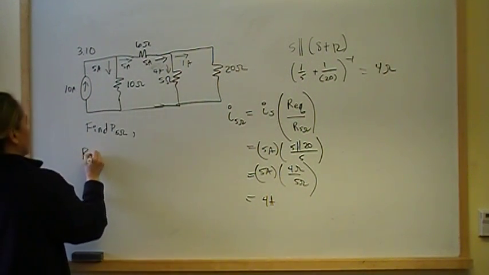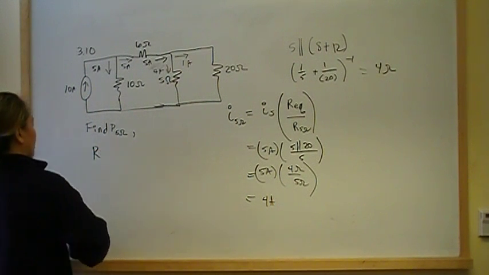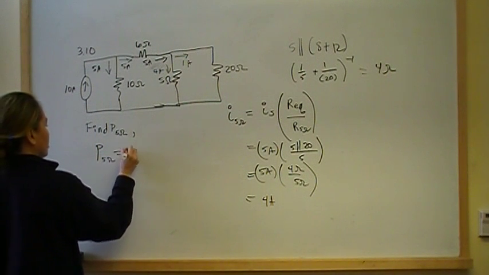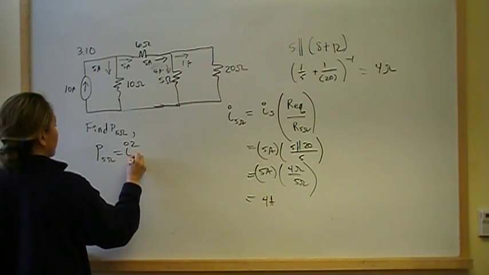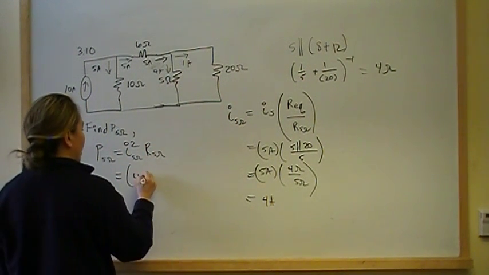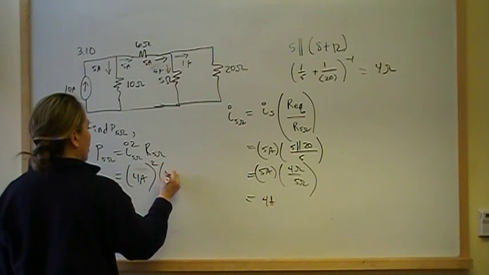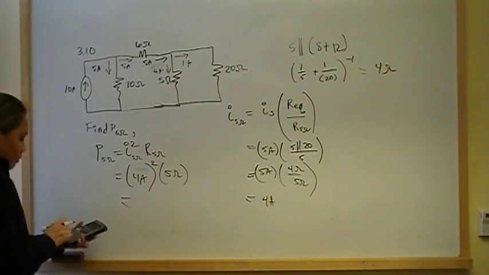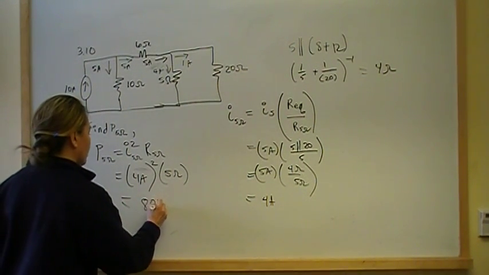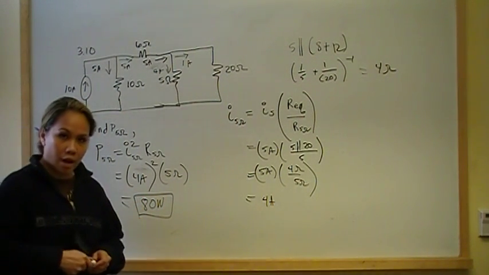We can use P sub 5 ohms is equal to I sub 5 ohms squared times R 5 ohms, and that gives me 4 amps squared times 5 ohms. 4 squared times 5 is 80 watts. And that's the answer to that problem. Okay, I hope you found that useful.